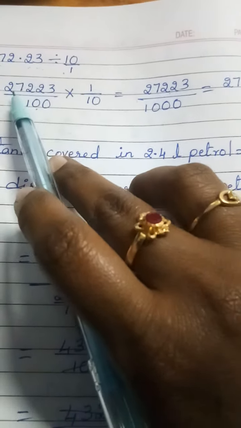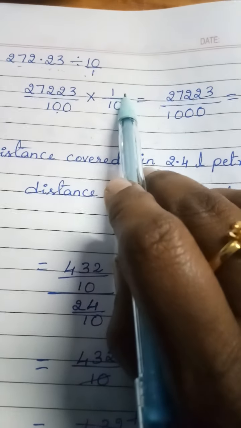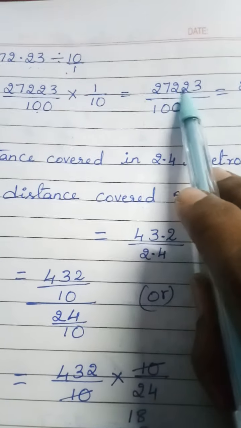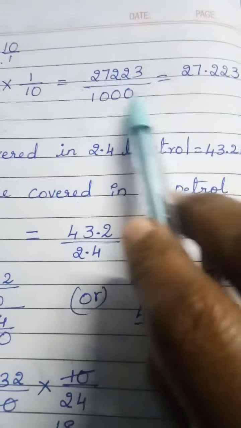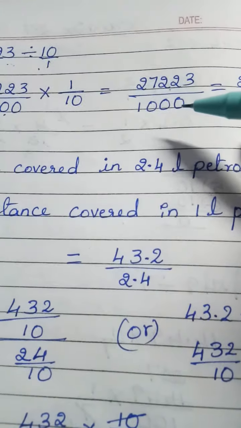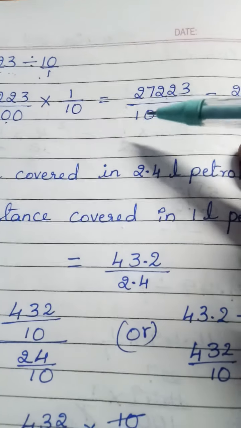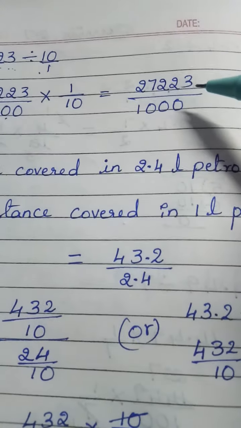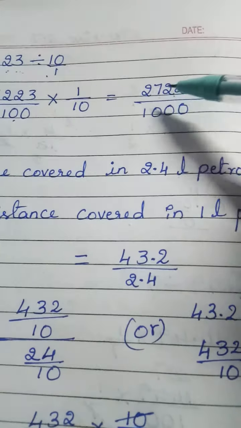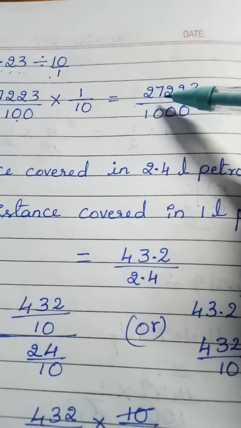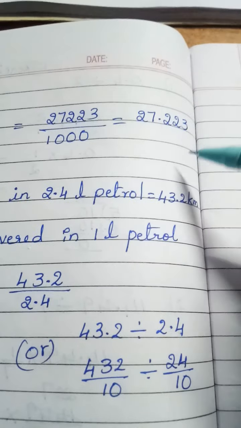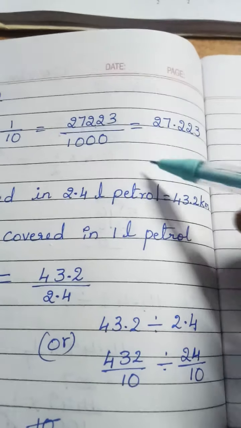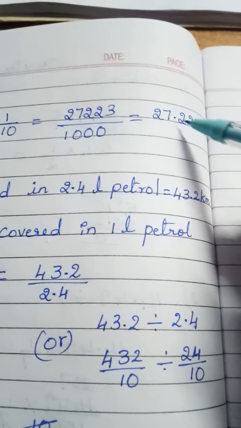Multiply. 27,223 into 1 is equal to 27,223. 100 into 10, 1000. And here, how many zeros are there, children? 1, 2 and 3 zeros. So from the right side, 1, 2 and 3. After these 3, you need to put the point. 27.223. Clear? 27.223. Now see the next one.